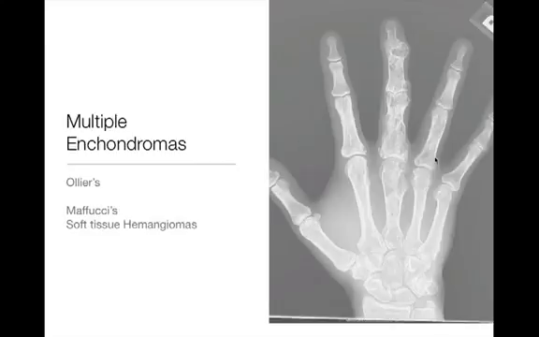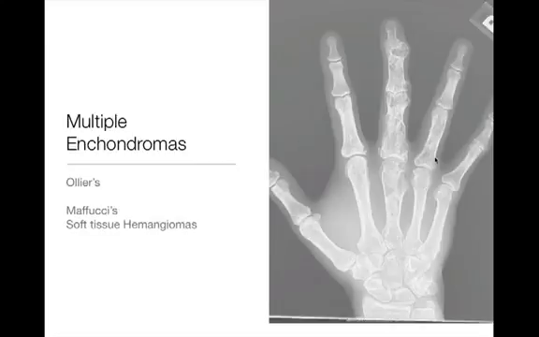Why do we care about multiple enchondroma syndromes? Well, the main reason is because these patients are more likely to develop malignant degeneration of one of these enchondromas into a chondrosarcoma. Now, it's still pretty rare. The exact number, depending on who you read and what you look at, is kind of variable, maybe ranging from 5 to 15% chance of malignant degeneration. So that's why we care about these patients with multiple enchondromatoses.